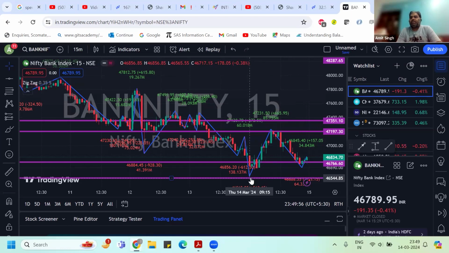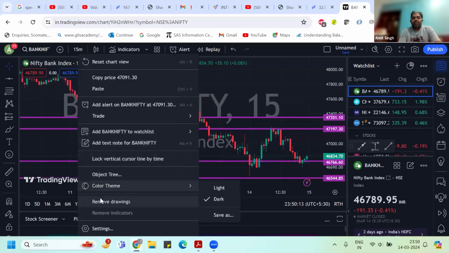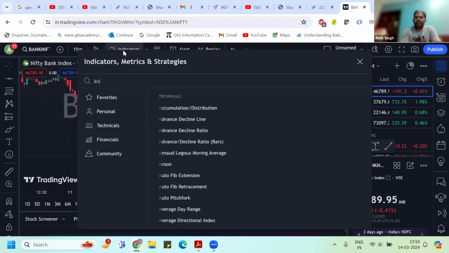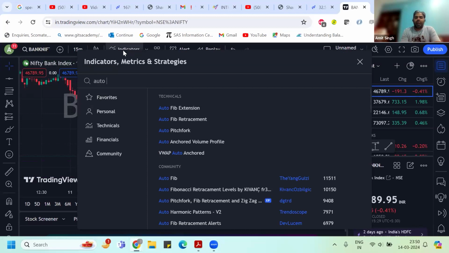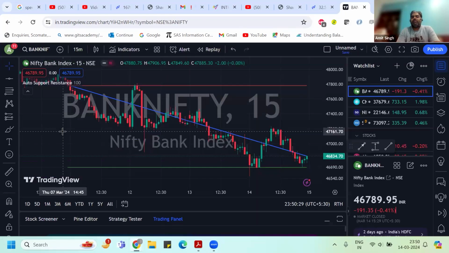So by using zigzag, the development of support and resistance becomes very easy. Although if I remove the zigzag pattern here, and I just remove all the drawings, then you can even put auto support resistance by Sony Perlin. So this is again a very easy form of working on support and resistance, which you can do here.